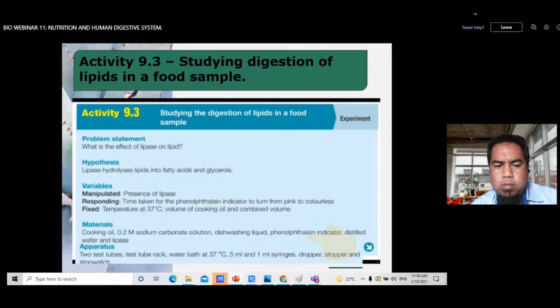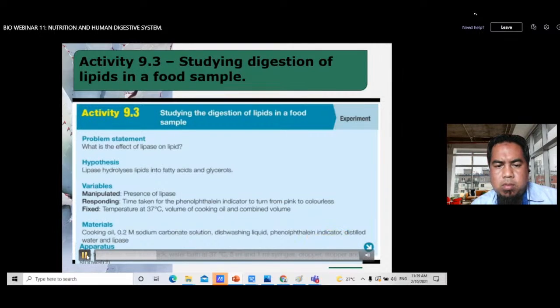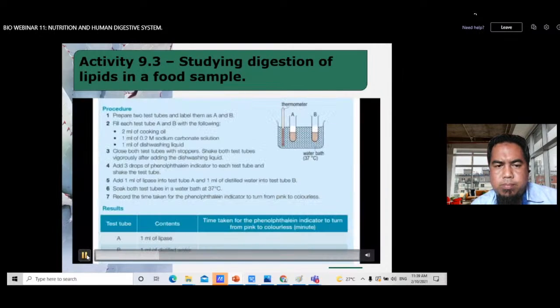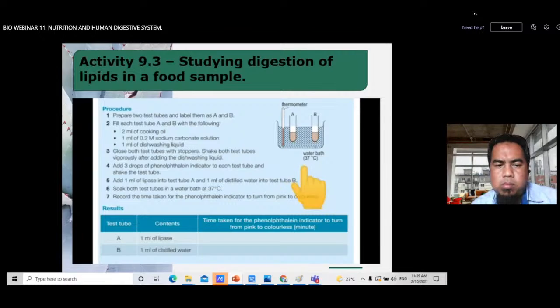Make sure the materials and apparatus used are correct and everything is on your table. You also need to read the experiment procedure and run the experiment step by step. Use the diagram as a guide for you to organize the material and apparatus.